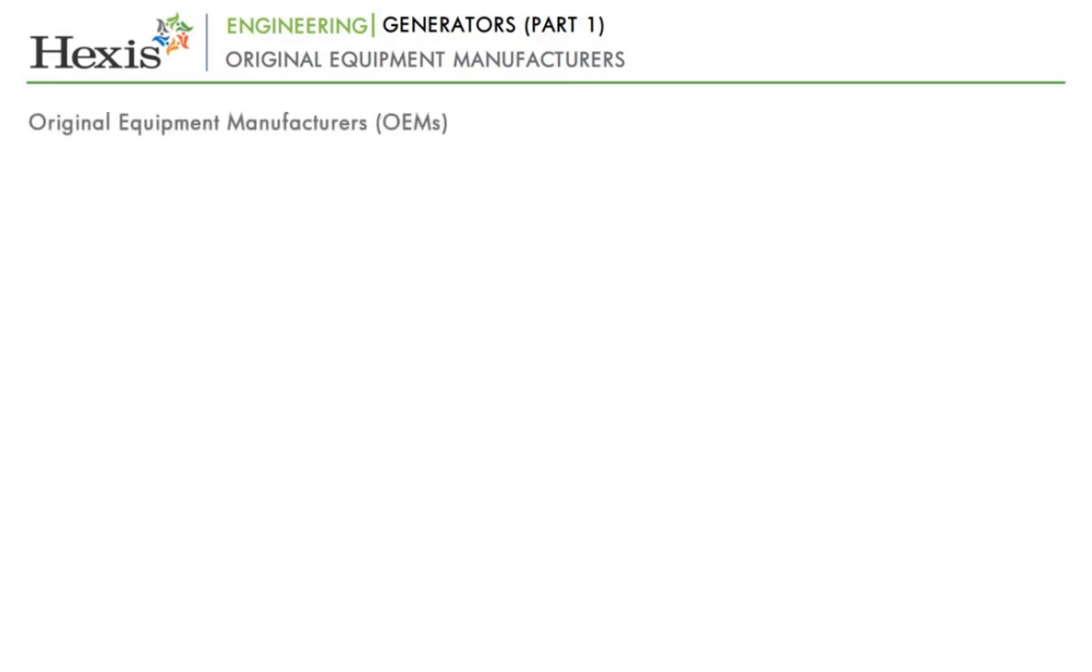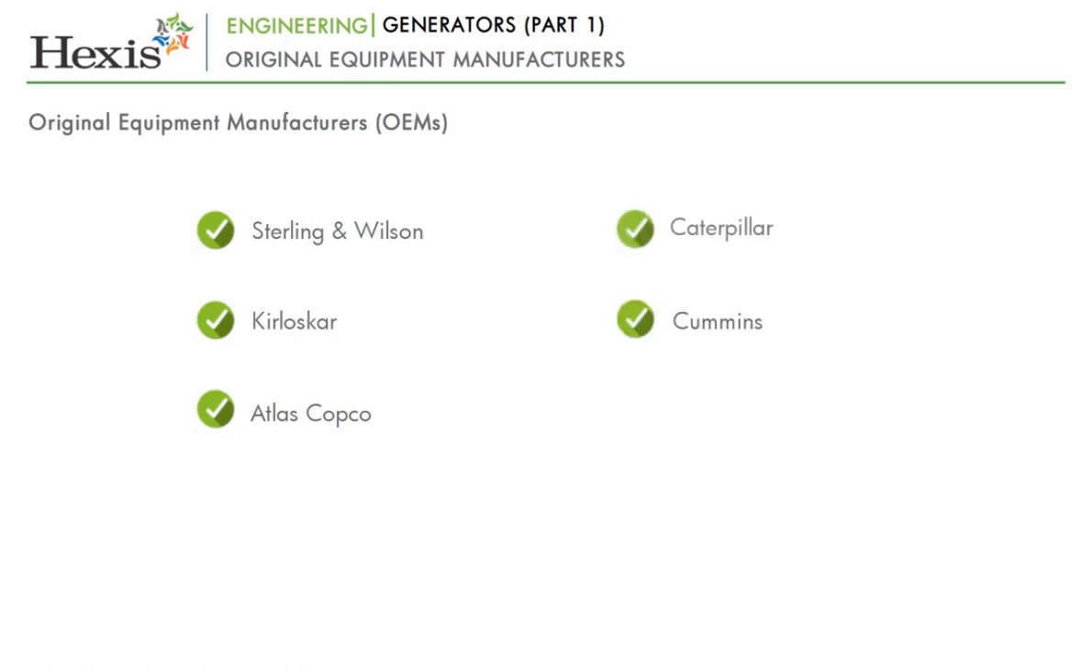You must be wondering which companies in India manufacture diesel generators. Let's take a look. The top 5 manufacturers of diesel generators in India are Sterling and Wilson, Kirloskar, Atlas Copco, Caterpillar, Cummins.